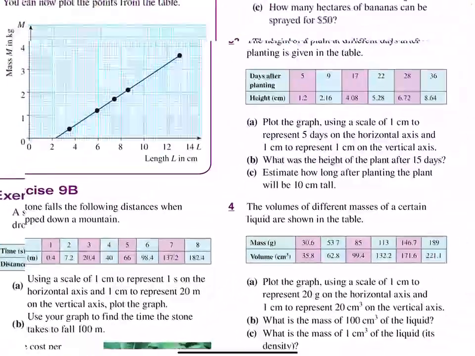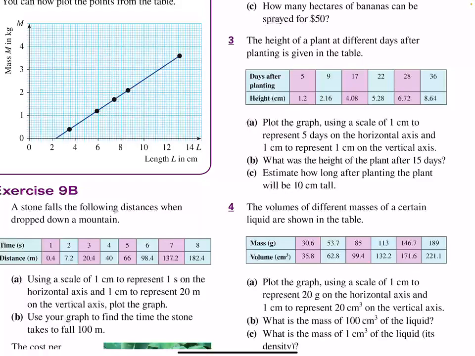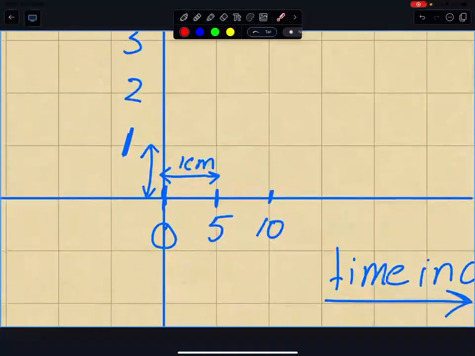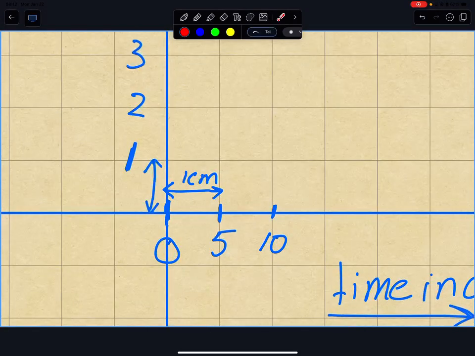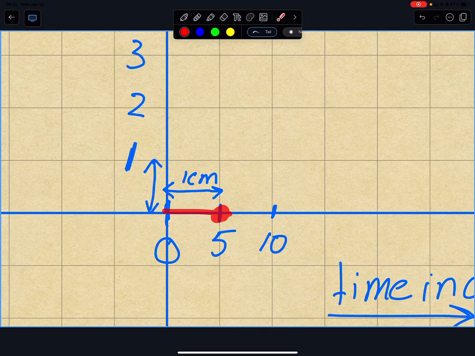The first one is 5, and then what belongs to 5? 1.2. So at 5, here it is, 5 belongs to what? 1.2. If half is 1.5, meaning the first coordinate is more or less here. More or less. It's not going to be precise. 5, 1.2.